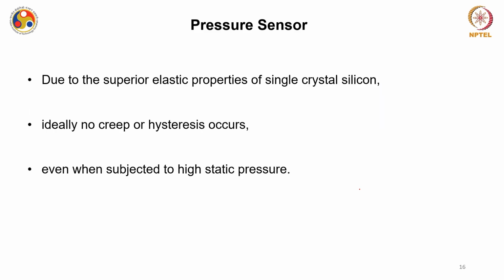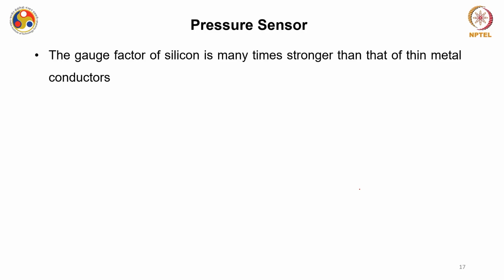Okay. So, due to the superior elastic properties of single crystal silicon, there is no creep, or ideally there is no hysteresis. Of course, there will be some hysteresis because it is very difficult to realize perfect single crystal silicon. Okay. So, when subjected to high static pressure, we basically cultivate the elastic properties of silicon in developing this pressure sensor in the form of this diaphragm. Okay. The gauge factor of silicon, of course, it is a semiconductor.